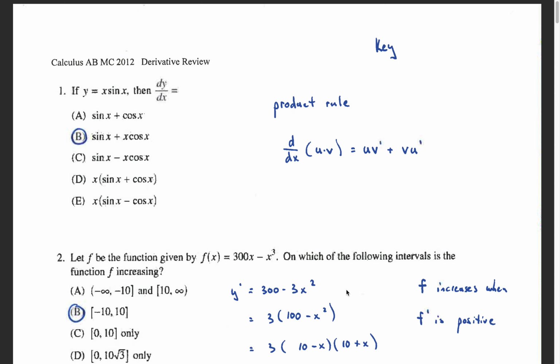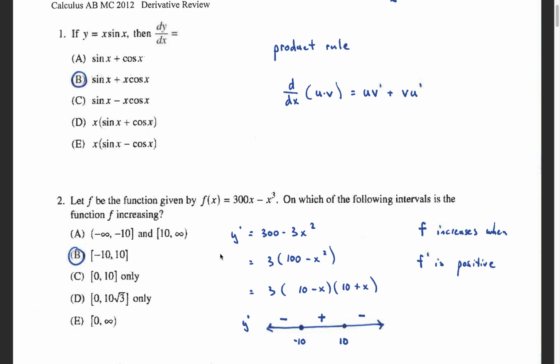It looks like number one is just a product rule, right? It defines the function as x times sine x, and then asks for dy dx, which is just the derivative. So I use the product rule, right? The derivative of uv is uv prime plus vu prime, and there's symmetry there. It doesn't really matter what you call u and what you call v.